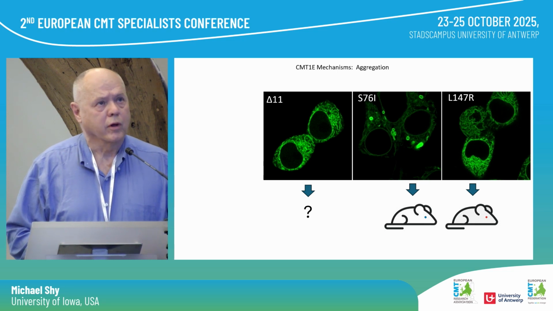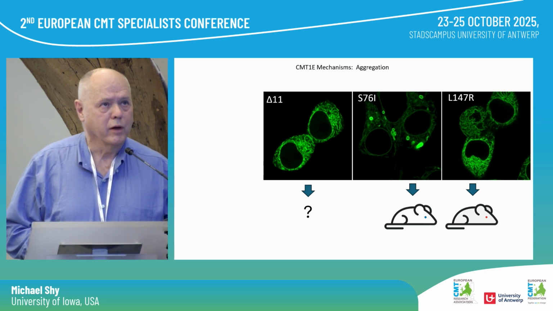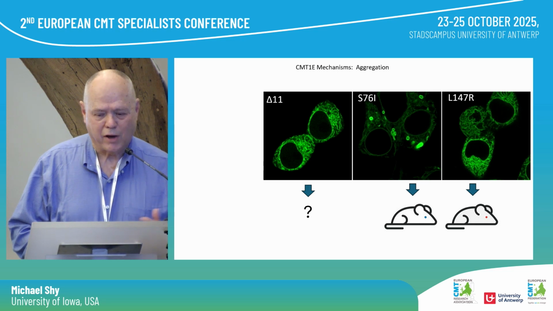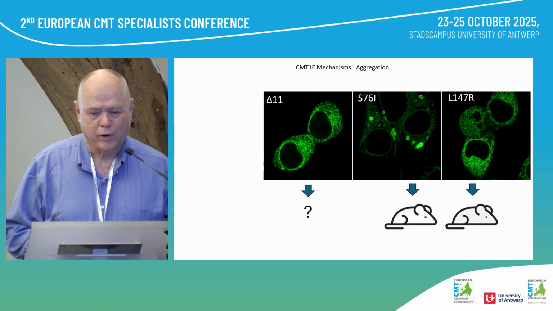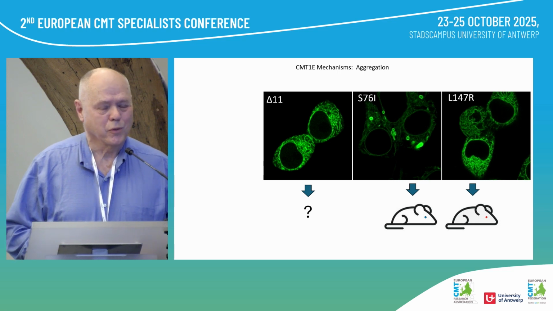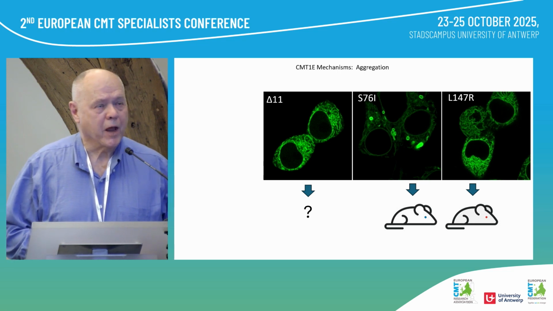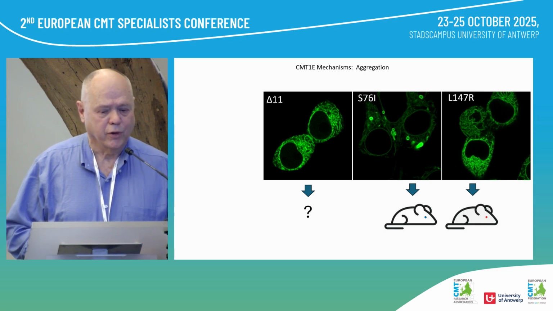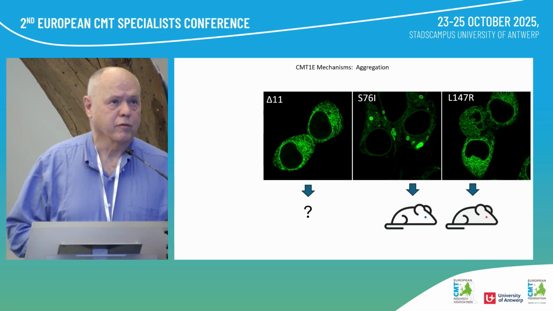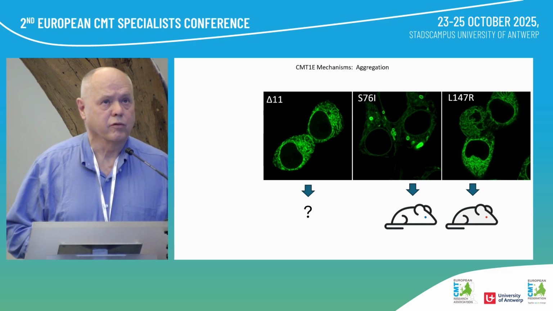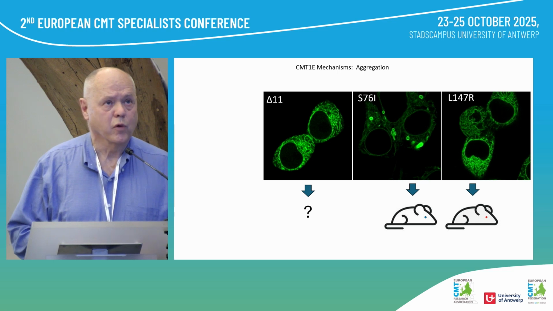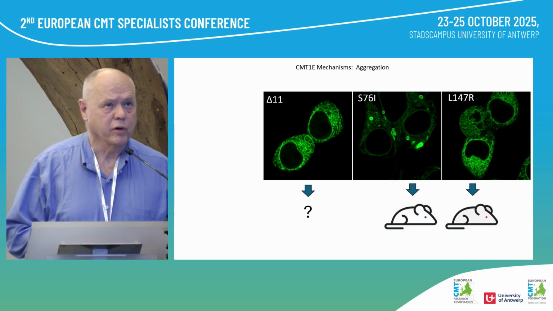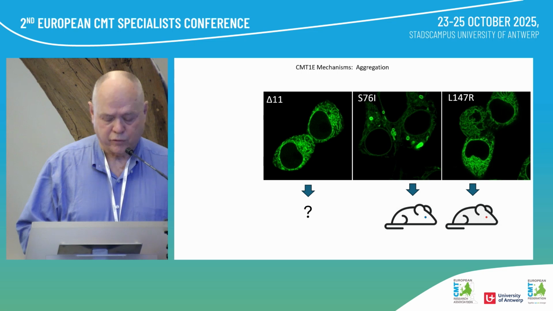On the left is a mouse model that we created. There's a film clip, but it keeps crashing every time I try to put it into the talk. So you have to take my word that it shows a mouse who is severely disabled. And again, that's with an 11 amino acid deletion in the second transmembrane domain. You can see that the phenotype in these cells is very similar to what we see in L147, but different from what we see in S76I.